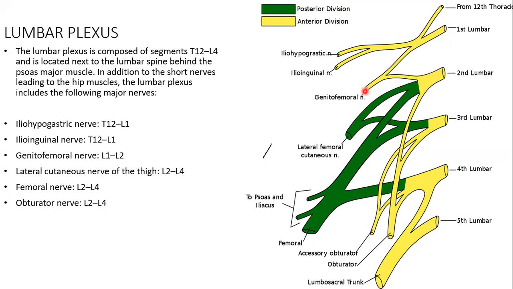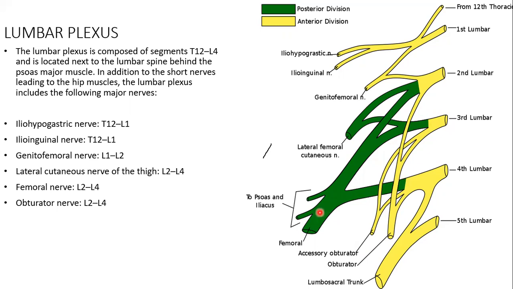And I'll talk about the lateral cutaneous nerve of the thigh, which is basically from L2 to L4. As you can see, L2, L3, and L4 contribute to the lateral cutaneous nerve of the thigh. Then I'll talk about the femoral nerve. The femoral nerve is from L2 to L4. So this is the femoral nerve. You're going to have L2, L3, and L4.